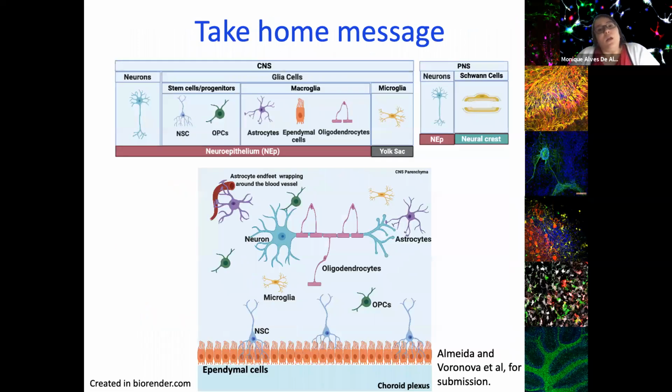As a take-home message, we learned so far that within the CNS, glial cells are formed by neural stem cells and OPCs, which are the progenitors of the CNS, and by oligodendrocytes, astrocytes, and ependymal cells, which come from the neuroepithelium. And microglia, which originate from the yolk sac. The glial cells of the PNS are the Schwann cells, which are capable of forming only one myelin segment per axon.